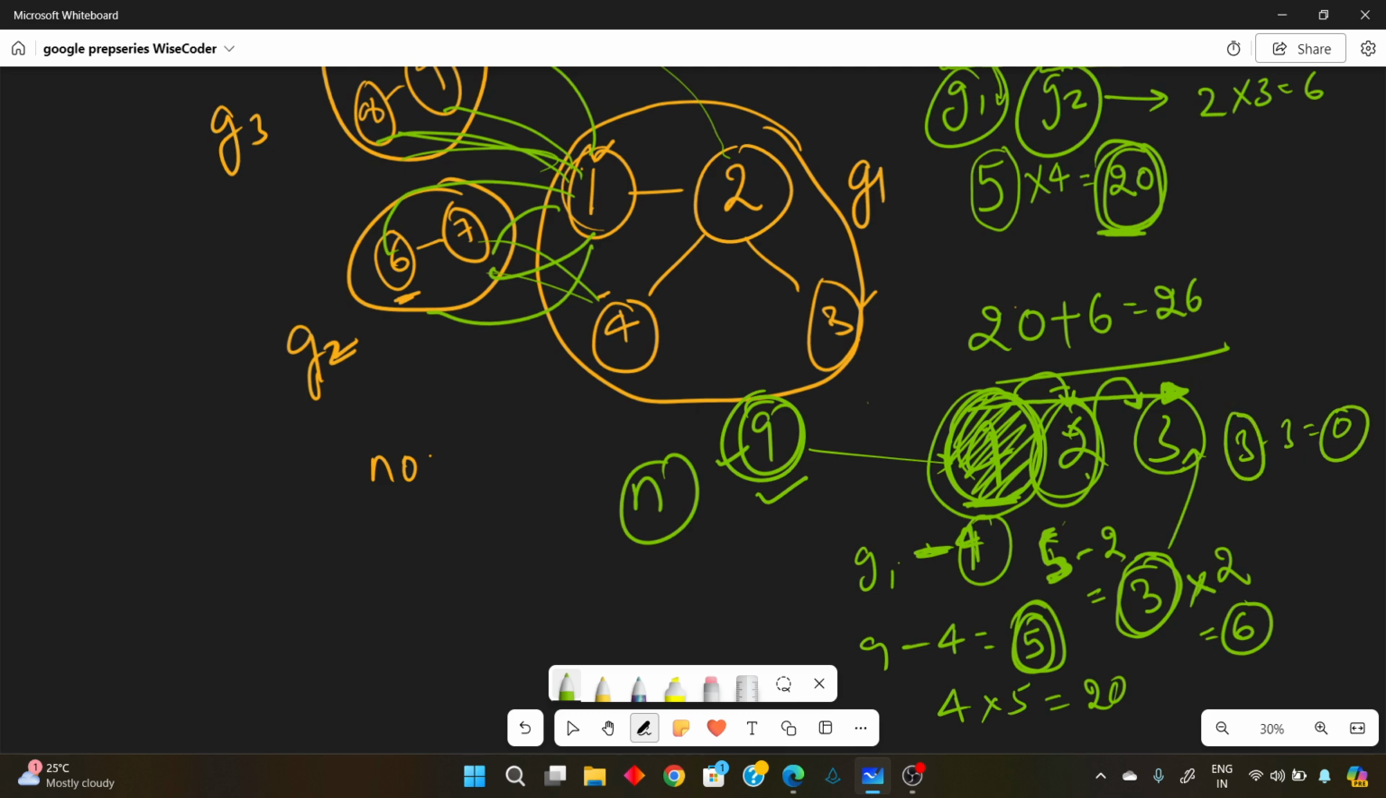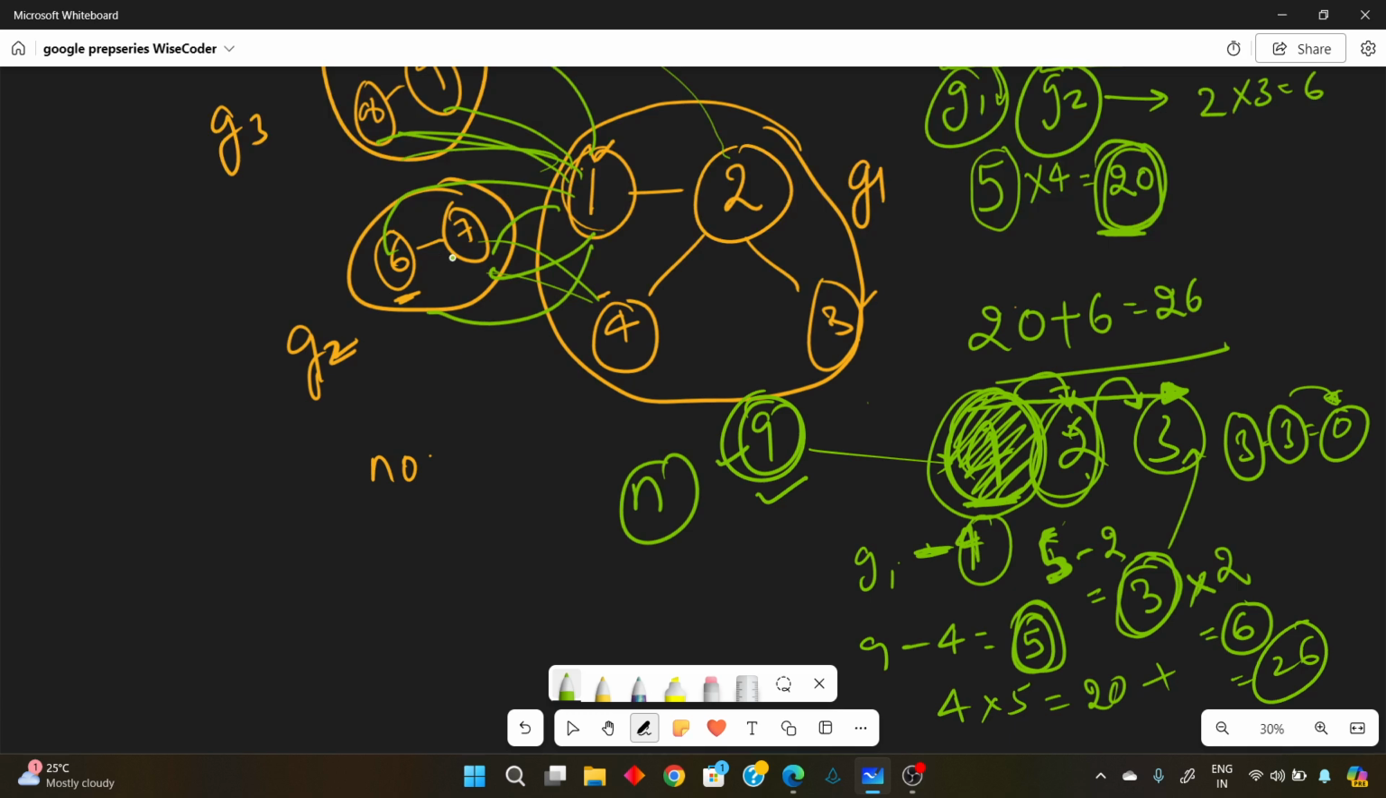Because the number of people is three, and all three people are present in the same group, so there is no person outside this group. You cannot form any pair. So 20 plus 6 is the right answer. 26 pairs you can form of people who don't know each other.